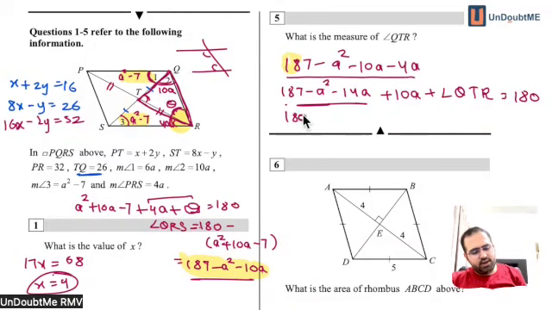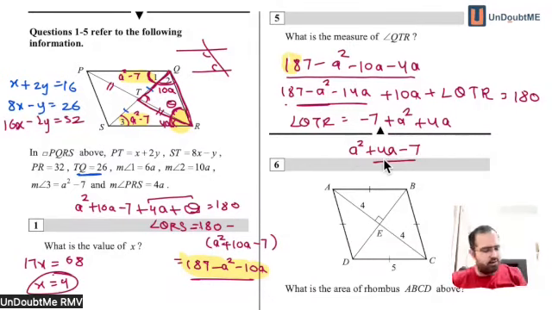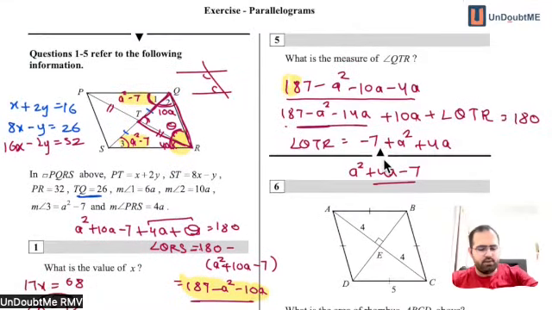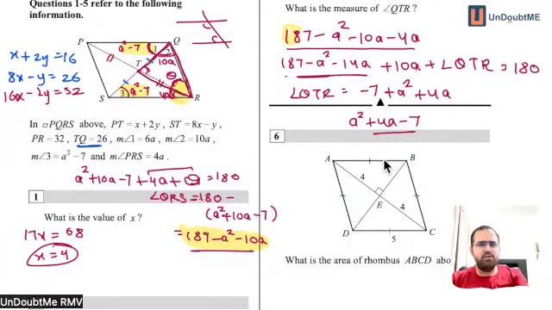Okay. So everything, you can send to the other side. Angle QTR is equal to 180 minus 187, which will be minus 7, plus a square, and minus 4a on the other side will become plus 4a. So a square plus 4a minus 7. So that is QTR. The question was difficult because there were no values, it was all letters. But the concepts used are simple. So just focus on concept.